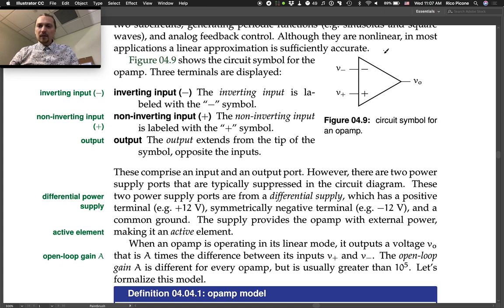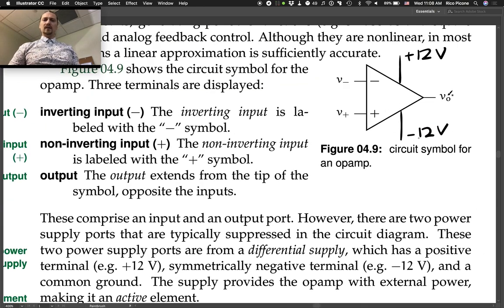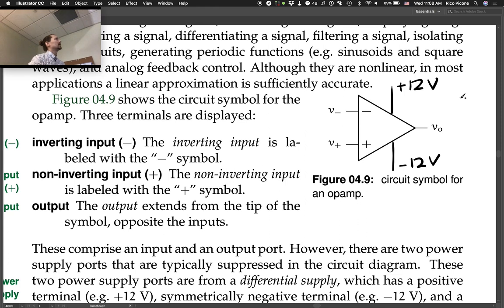And sometimes you'll see the external power connections. There'll be these vertical lines, like it might be like plus 12 volts, minus 12 volts, something like that. This is something that is common to see. But it turns out that we don't actually need to use in our analysis those ports for the most part. So we typically ignore them. But we have to know they're there, because if you're going to make an op amp circuit, you got to connect power to the op amp.